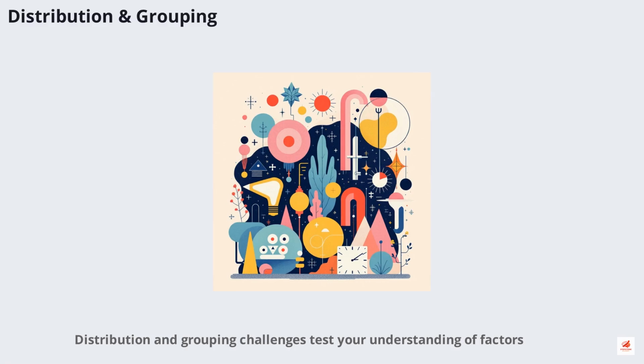Distribution and grouping challenges test your understanding of factors, multiples, and systematic thinking. These are especially important for TET and TNPSC exams. You might be asked to divide objects into equal groups, find the maximum common group size using HCF, or determine the minimum number of items needed for equal distribution using LCM. For example, if 3 bells ring at intervals of 4, 6, and 8 minutes, when will they ring together again? These problems require you to identify whether to use HCF or LCM, and we'll show you how to decide quickly.